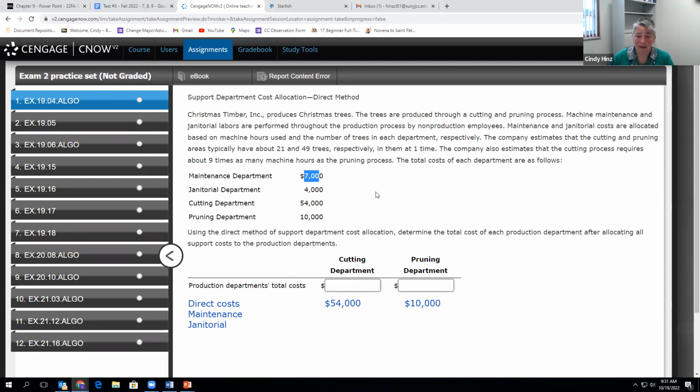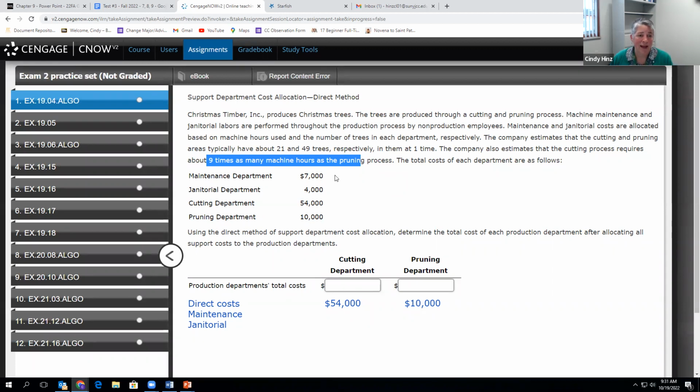In the direct method, these are independent calculations. It doesn't make any difference which one we do first. We'll get the same answer in the long run. Maintenance department is allocated based on machine hours used. And this is the information that it gives us, that cutting requires 9 times as many machine hours as the pruning process. So it doesn't give us exact hours, but we do know the ratio of those hours. So out of every 10 hours of work, 9 hours are for the cutting process and only 1 machine hour is for the pruning process.